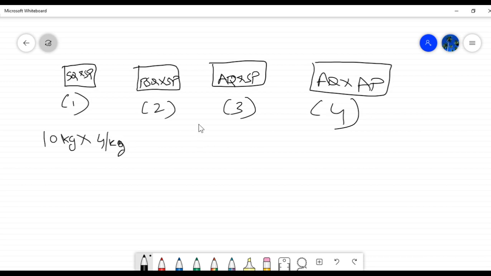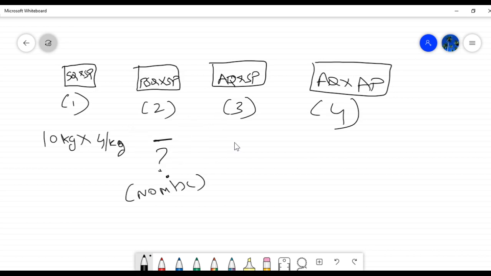Revised standard quantity into the standard price, nil. Why? No mix. What is mix? For producing a particular output, you are using more than one raw material, X, Y, Z. Then this thing will come.